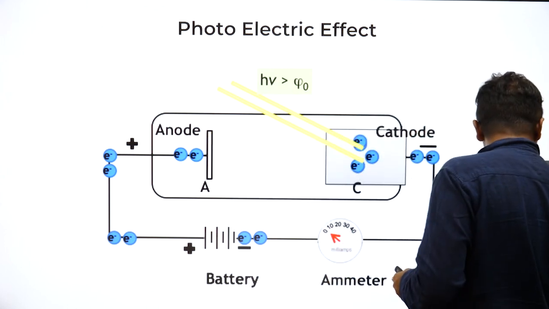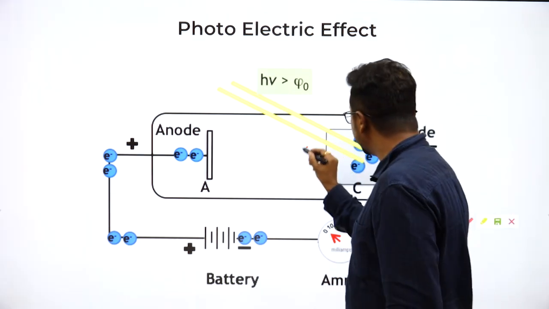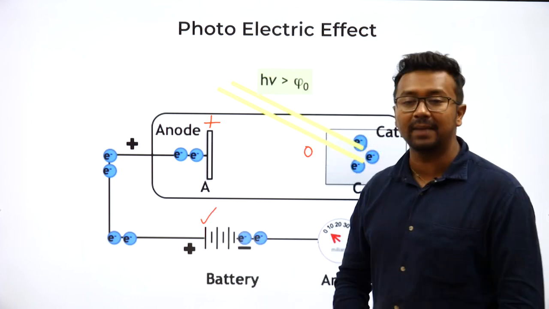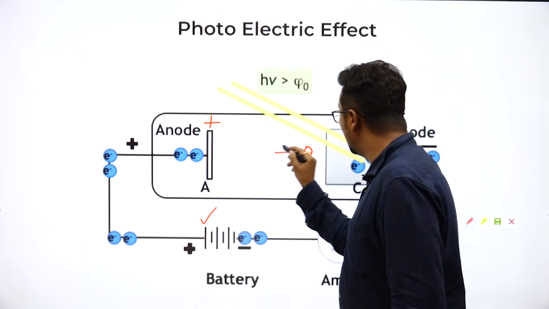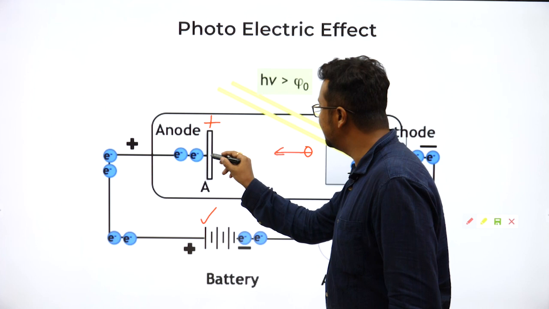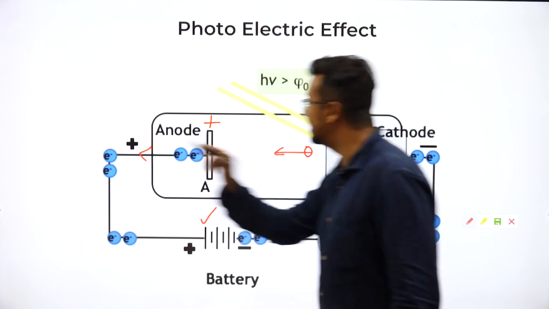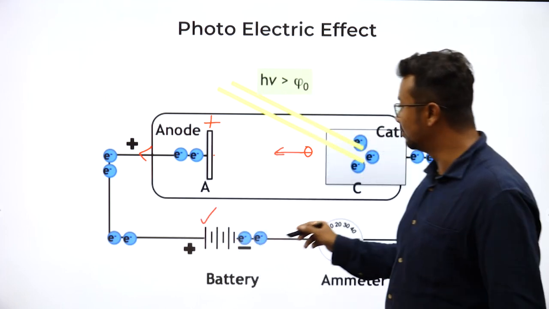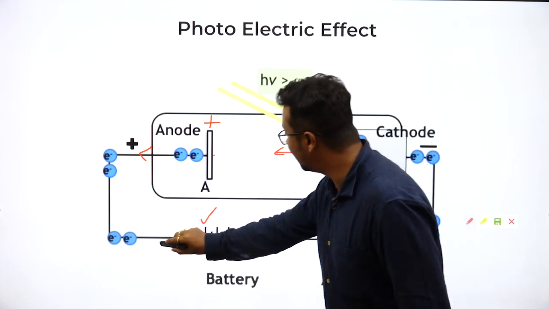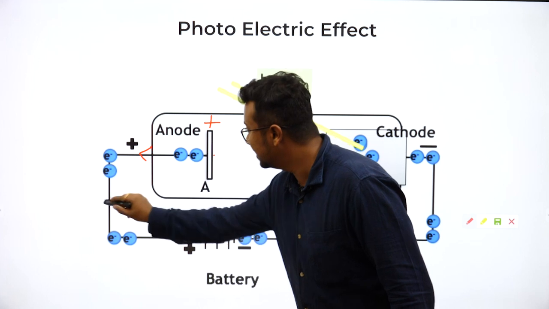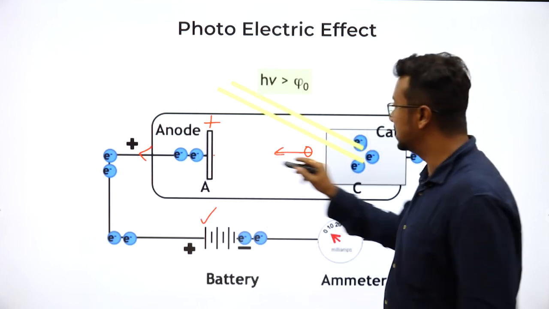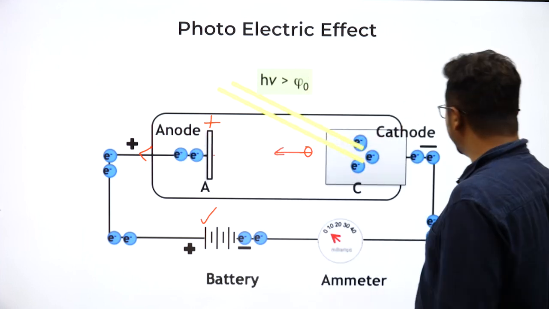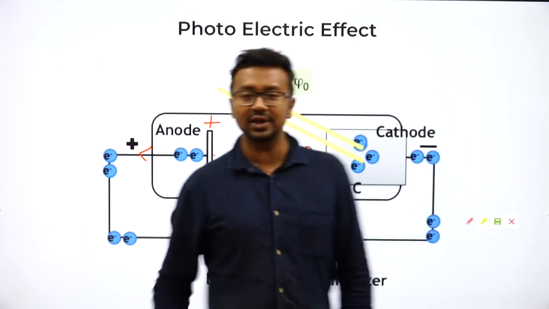Let me just show this to you. So these electrons, this plate is positively charged. It is connected to the positive terminal of the battery. So these electrons are going to go in this direction and come here and move in the external circuit this way. All right. So we can see these electrons are moving out here. Okay? So obviously the photo current will be opposite to this direction. So these are photoelectrons moving in this direction, so the photo current will be in the opposite direction here.